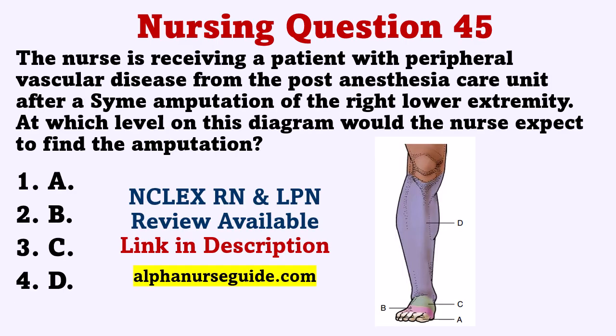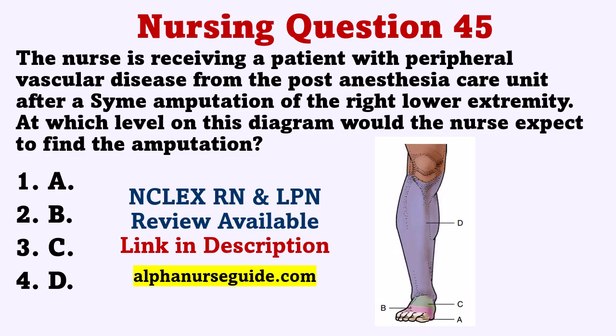The nurse is receiving a patient with peripheral vascular disease from the post-anesthesia care unit after a Syme amputation of the right lower extremity. At which level on this diagram would the nurse expect to find the amputation? 1A, 2B, 3C, 4D.